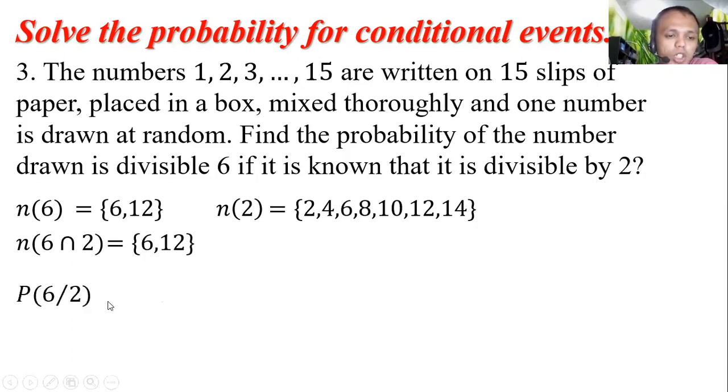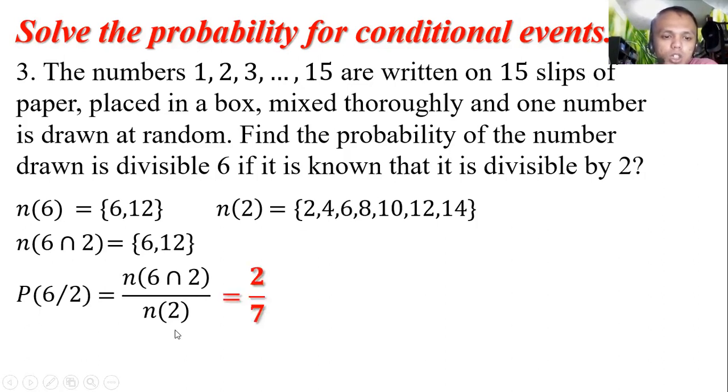Now, what is the conditional probability? Okay, intersection of the 2 over by the number of events of divisible by 2. We have sa intersection is 2. Sa second event, we have 1, 2, 3, 4, 5, 6, 7. So 7 events. So we have 2 over by 7. Okay?